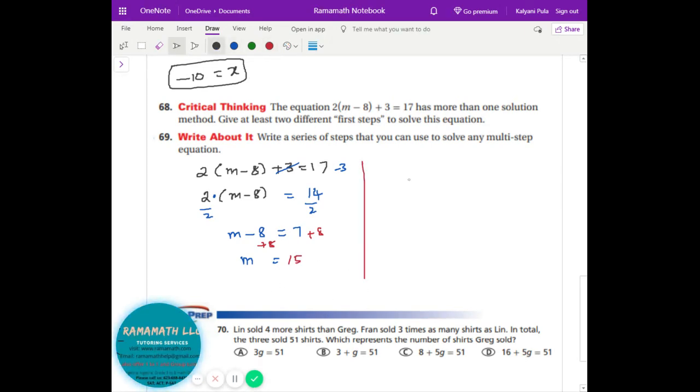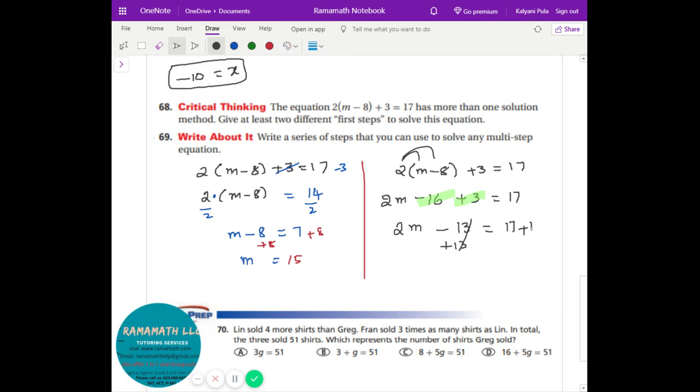The same question could be done like this. 2 times m minus 8, plus 3, that's 17. Maybe I can do the distribution first. That's 2m minus 16 plus 3, that's 17. Now I see the like terms in this. Obviously, this and this are the like terms. Maybe I can put them together first. 17. Now add 13 on both sides. So that gives me 30.